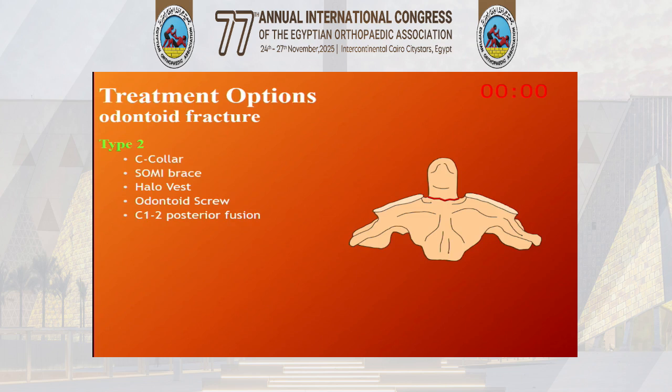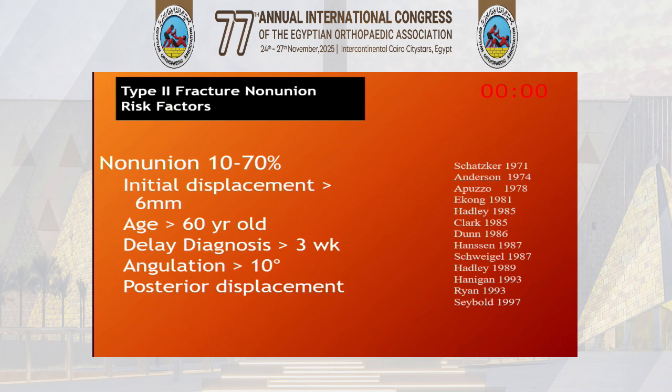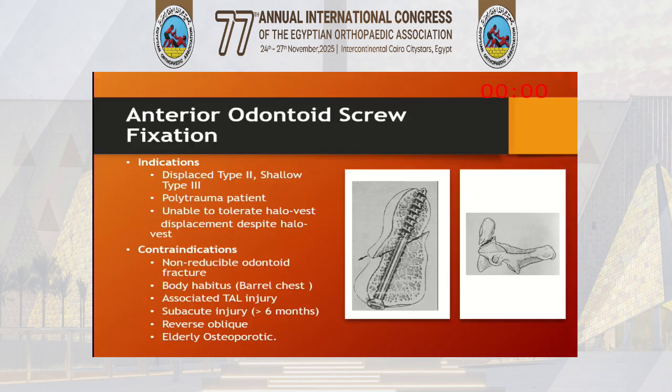Type 2, which is the one where surgery is most often mandatory, depends on the displacement and angulation. Non-union reaches up to 75% with initial displacement of more than 6 millimeters. Age more than 60 years old, delayed diagnosis of more than 3 weeks, and angulation of more than 10 degrees also lead to non-union. All of these add up to non-union.